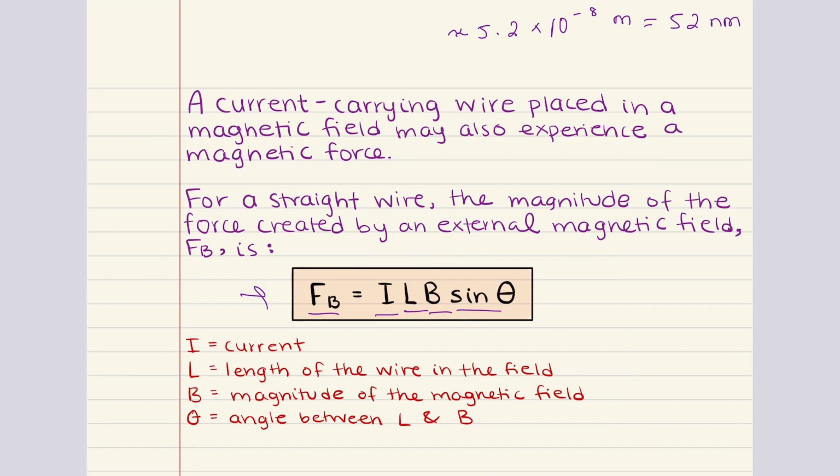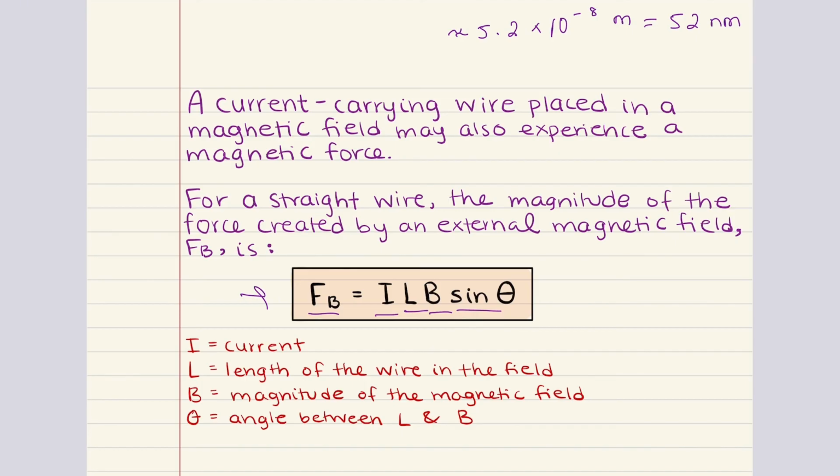Now, this term, sine theta, introduces an important aspect. The force depends on the angle between the wire and the magnetic field. If the current flows perpendicular to the magnetic field, then theta is equal to 90, and the force is maximized because sine of 90 is equal to 1. If the current flows parallel to the magnetic field, then theta is equal to 0, and there is no force because sine of 0 is equal to 0.